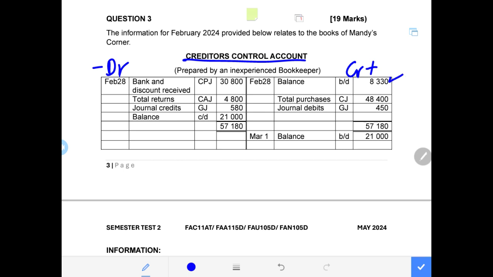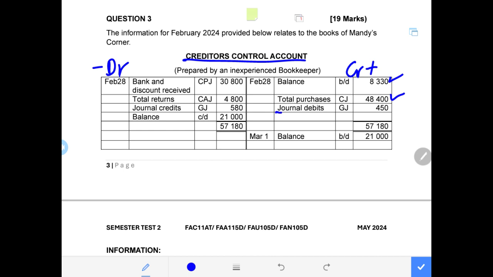Then we have total purchases. Our total purchases are 48,400. And we know that when we buy inventory on credit, it is recorded under the creditors journal. So the purchases are correct. They are from the creditors journal, so these are the purchases that were made on credit. That one is on the correct side, increasing our liabilities.